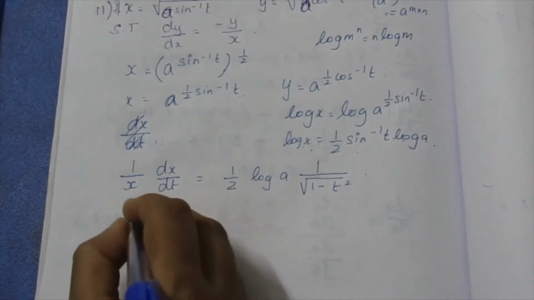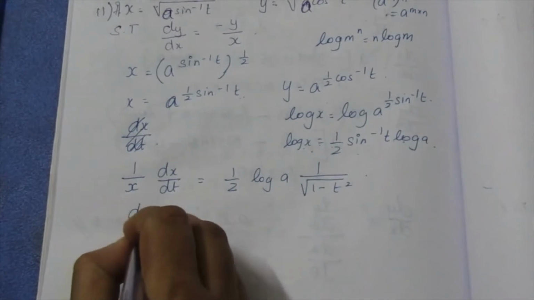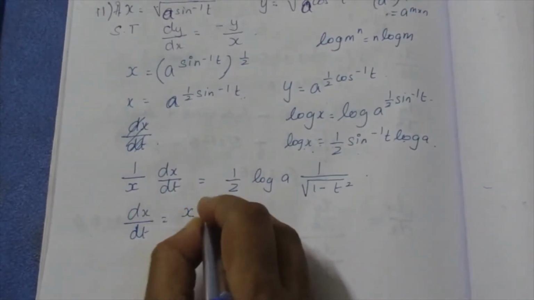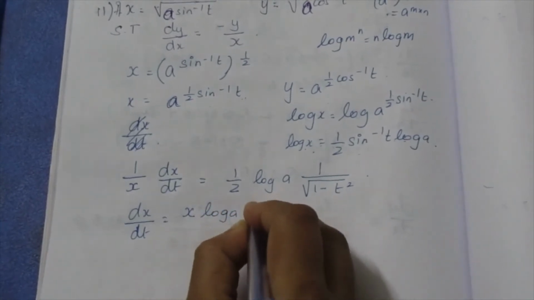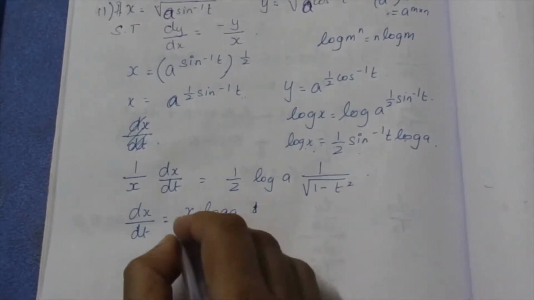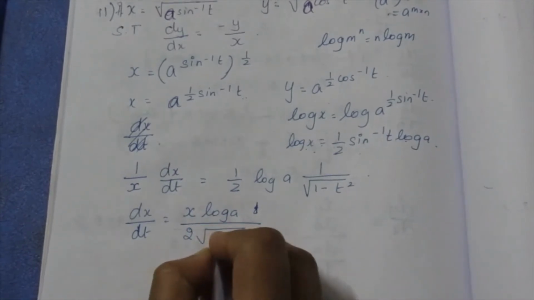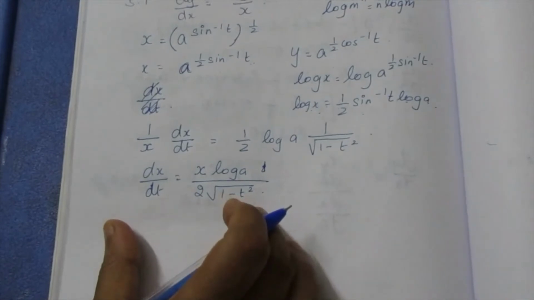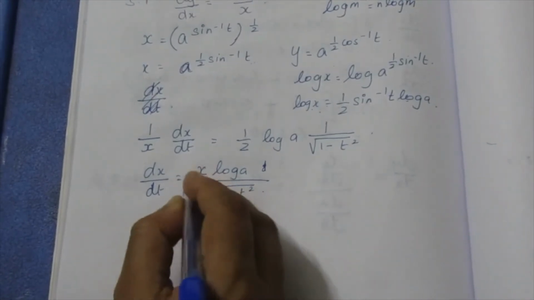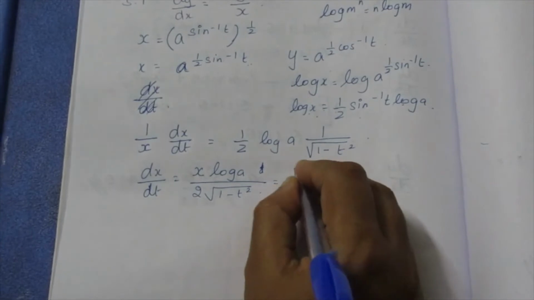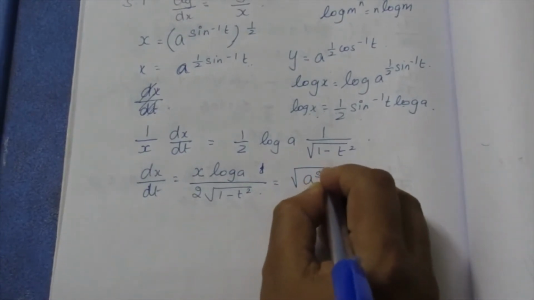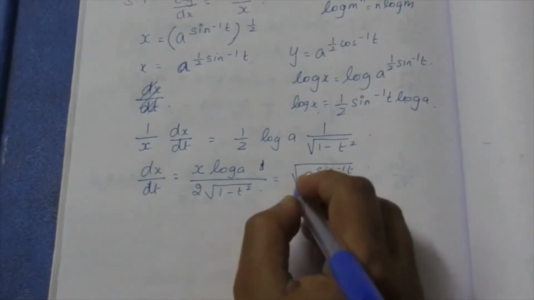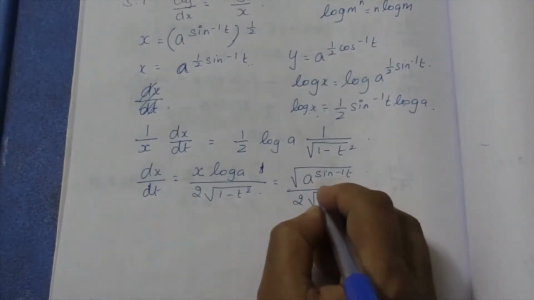Now bring x to this side. So dx by dt equal to x into log a by 2 root of 1 minus t square. This is dx by dt. You can also substitute x value as root of a power sin inverse t, into log a by 2 root of 1 minus t square.